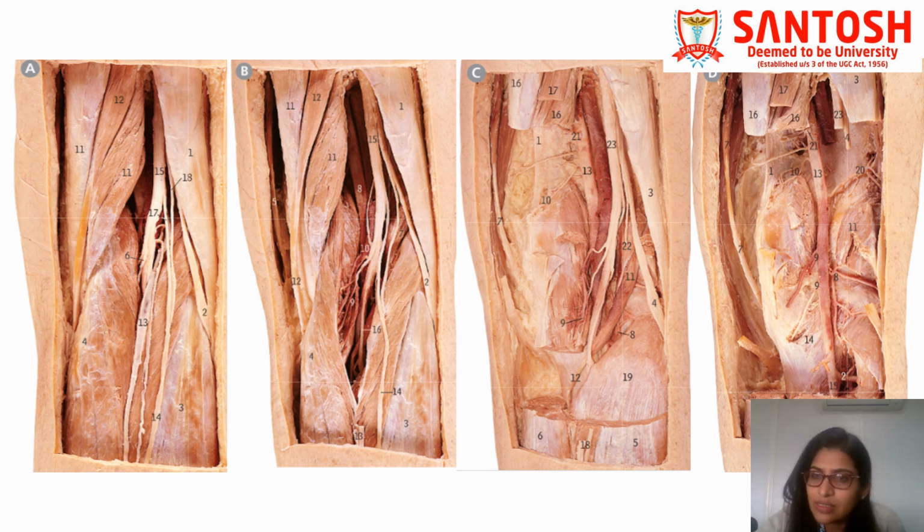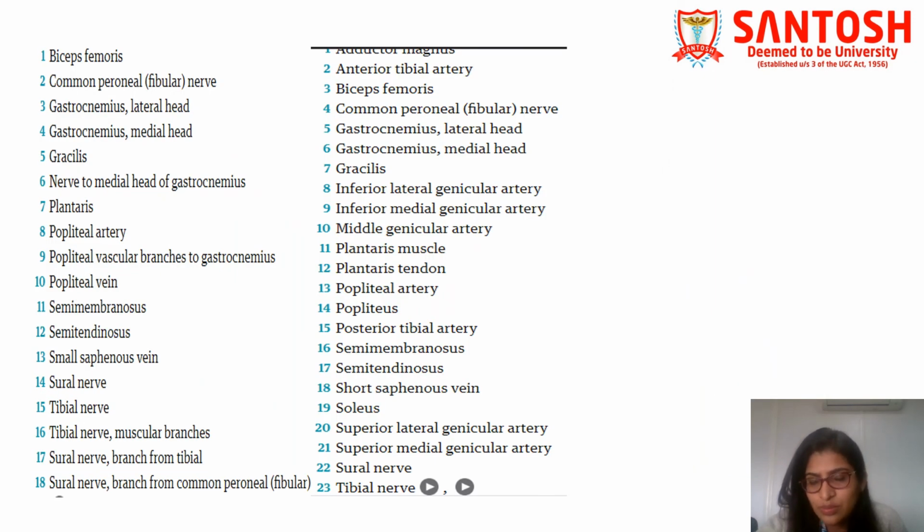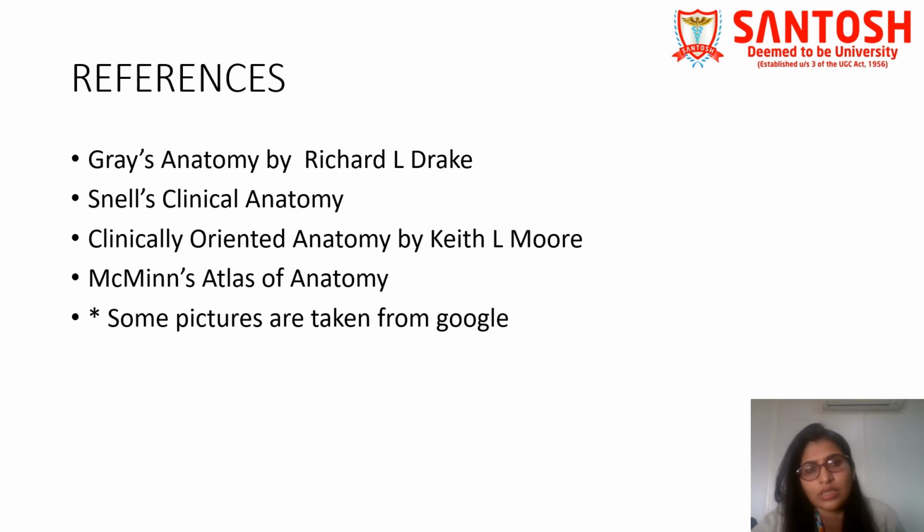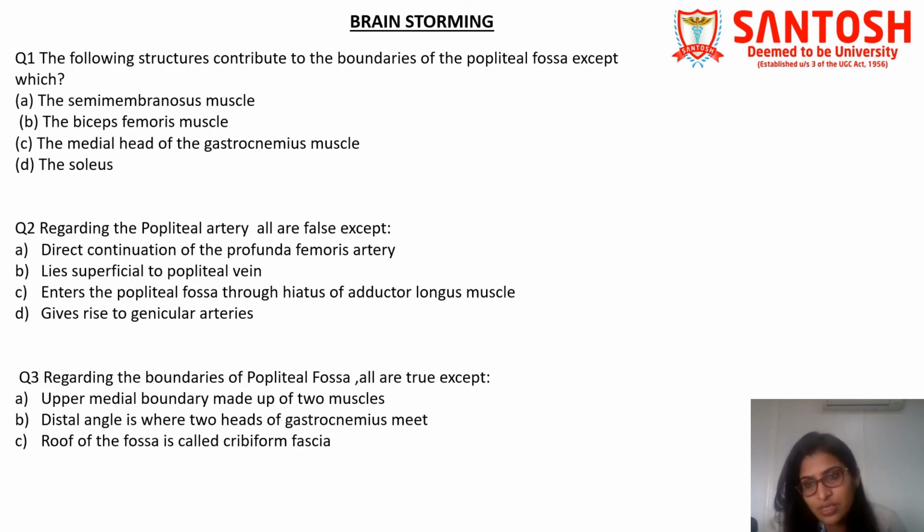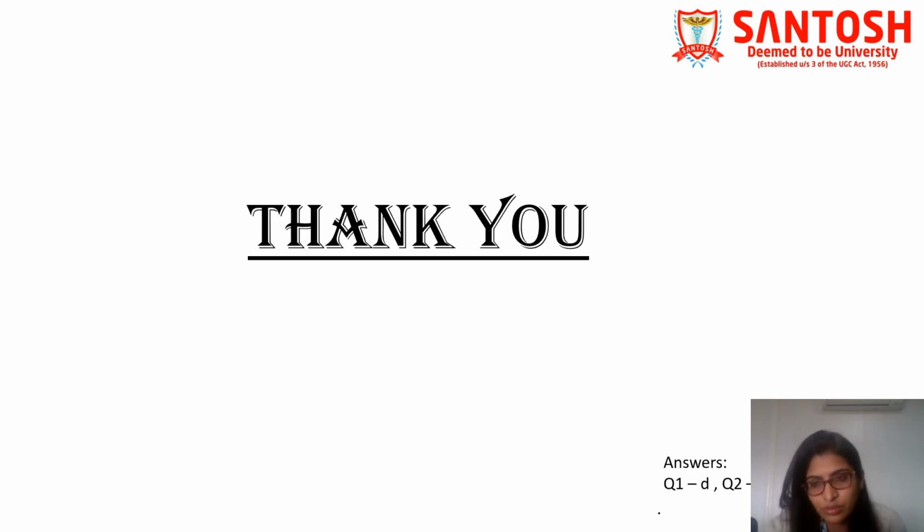Now this is the last diagram which shows very well the anastomosis. You can see the inferior lateral, medial, superior lateral, medial genicular branches of the popliteal artery. So this is an index which has been given. The references have been taken from these books which you can refer to, and a few brainstorming questions have been given so that you can assess your knowledge, and that's all for the popliteal fossa.